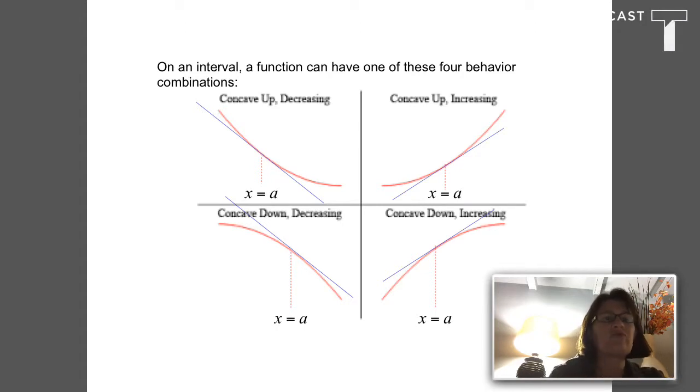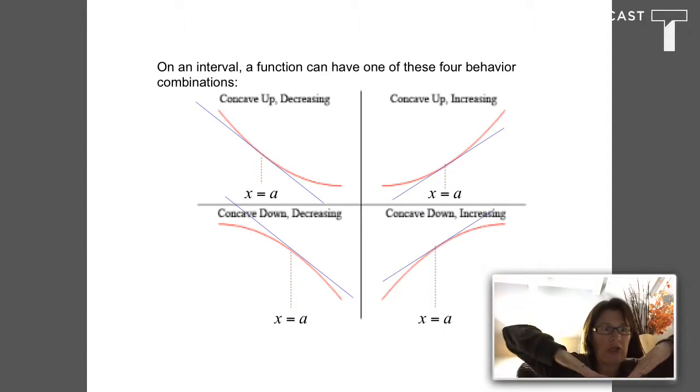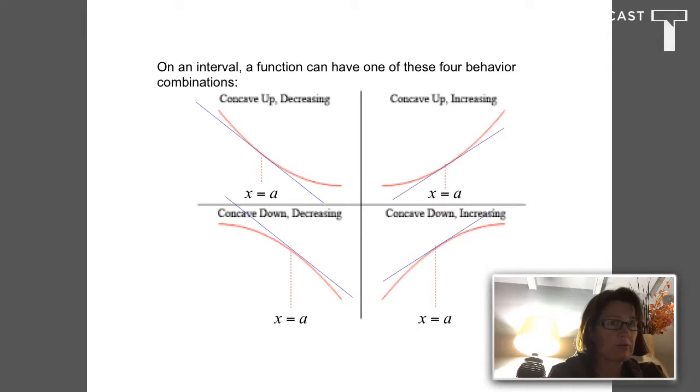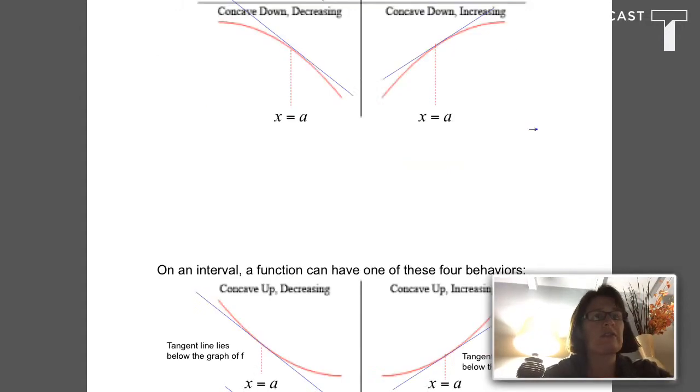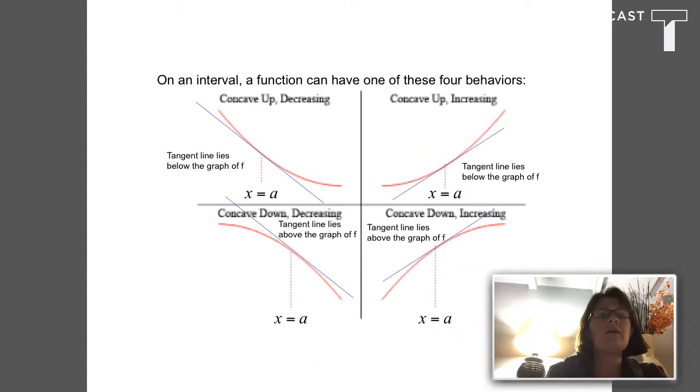So notice that I've drawn in the tangent line to each of these four kinds of functions. And notice that for two of these, the tangent line lies below the function curve. And for two of them, the tangent line lies above the function curve. So you can see here, this is a big deal. It turns out this is always true.